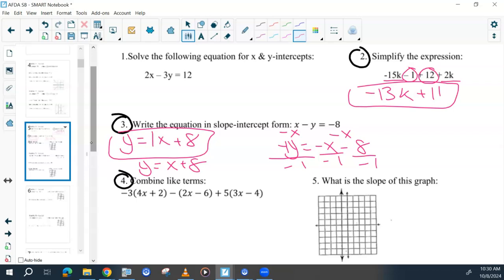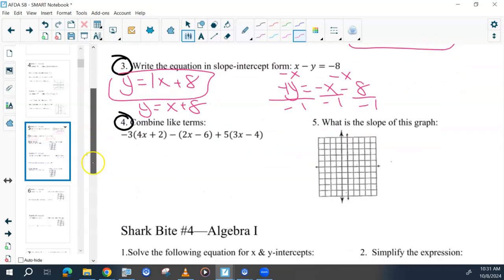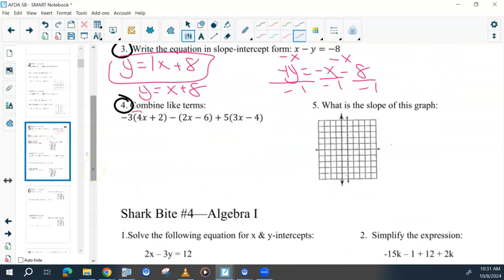And then number four, similar to number two, but we're just combining like terms. So we're going to distribute first, and we're going to do that a bunch of times. This is really negative one that we're distributing, and then the five. So we have negative 12x minus 6 minus 2x plus 6 plus 15x plus minus 20. So we're multiplying each of those numbers.